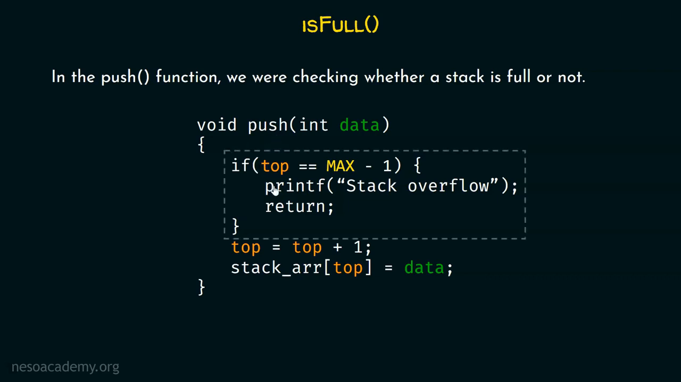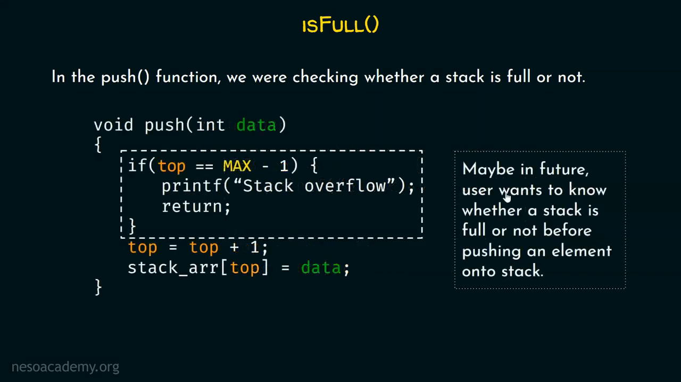Here we are checking this condition: if top is equal to max minus 1, then we will print stack overflow. This means we are checking whether a stack is full or not. Now maybe in future the user wants to know whether a stack is full before pushing an element onto the stack. Here also, before pushing an element, this condition is checked. But maybe the user is interested in checking this separately, not before pushing an element, not before doing anything. Maybe he or she just wants to check whether a stack is full or not.